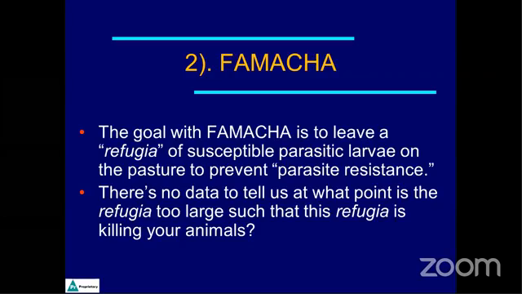The idea is to leave the susceptible population on the pasture, but the problem is that refugia is also what causes that damage to your animals. So at what point that refugia is too large, that's what's killing the animal. So we can practice FAMACHA, we can keep a refugia out there, but we want to keep that refugia below the level that's going to hurt the animals.